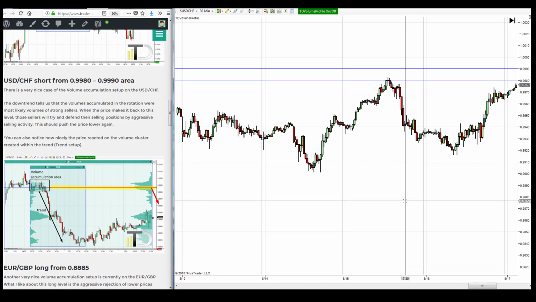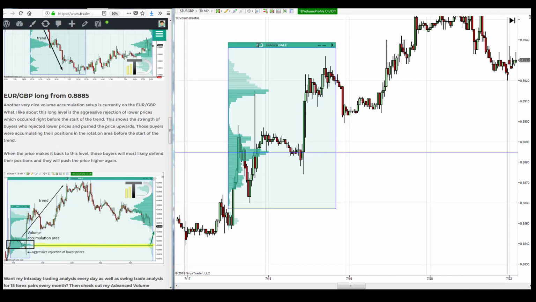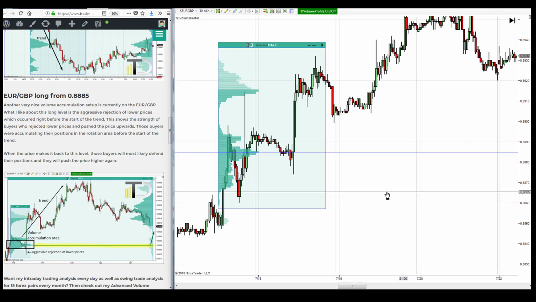Let's now have a look at another trade, which was on the euro pound. This long level was based on heavy volumes accumulated right there, mostly in this rotation before the start of strong buying activity. This was a sign of strong buyers accumulating their positions there, afterwards pushing the price upwards. This is the exact level, 0.8885. So let's have a look at the level and how it worked.